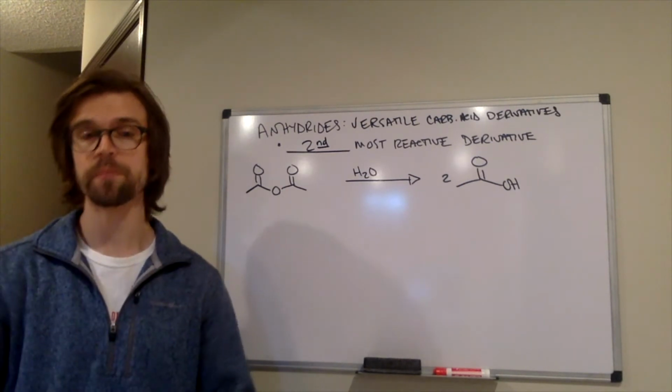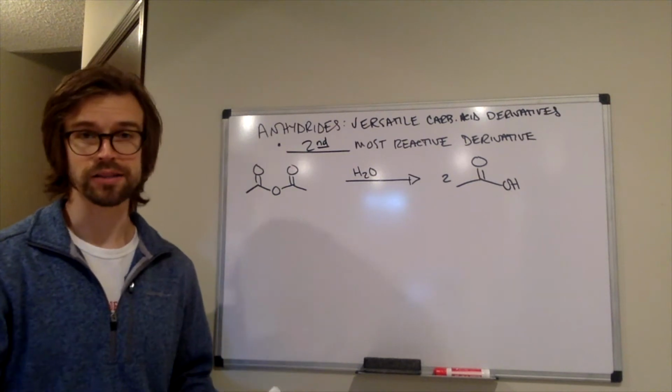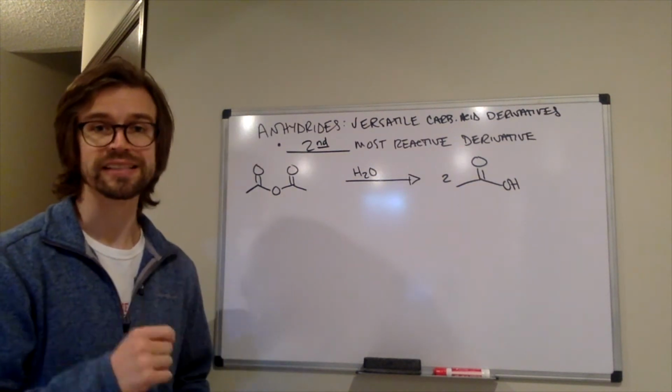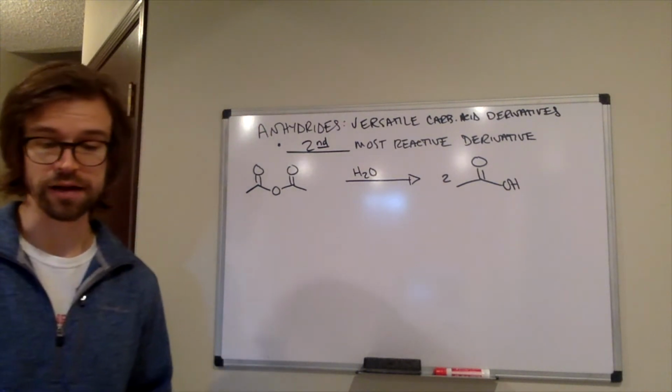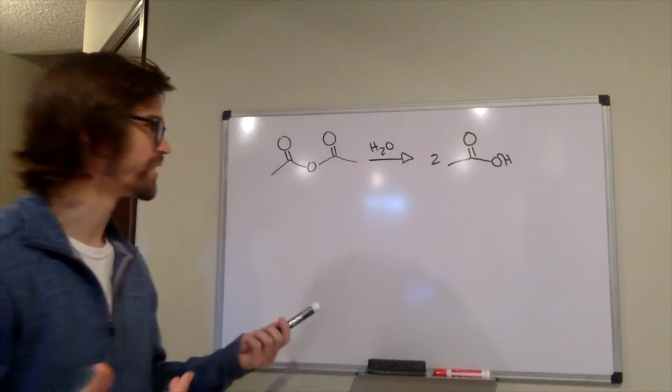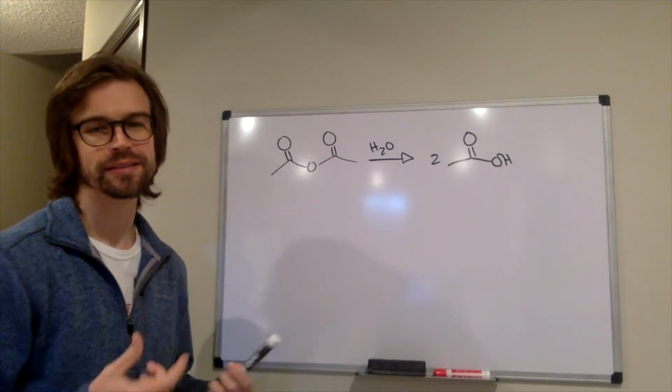You can make all of them. From anhydrides, you should be able to make all carboxylic acid derivatives except for the acid chloride, because then we would be stepping up in energy level. All right, so how does this work? How do we form these carboxylic acids from this anhydride?